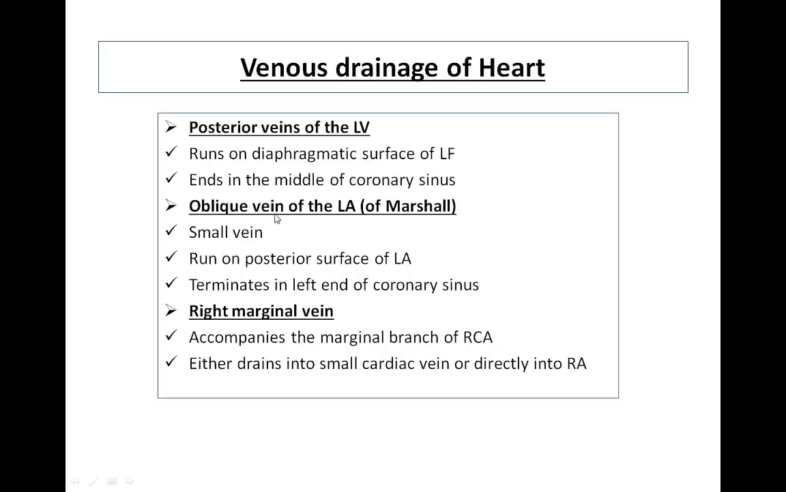Then oblique vein of the left atrium, which is the vein of Marshall. It was most probably discussed during the development of the heart. So it is a small vein, runs on the posterior surface of the left atrium and terminates in the left end of the coronary sinus, draining the left atrium mainly.